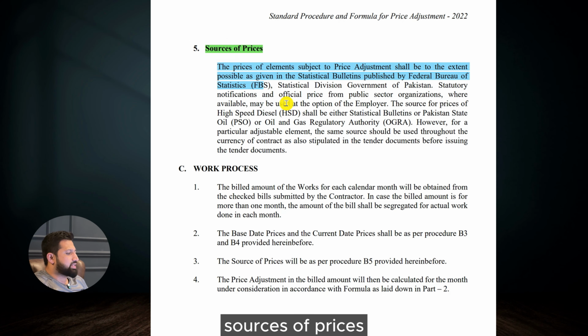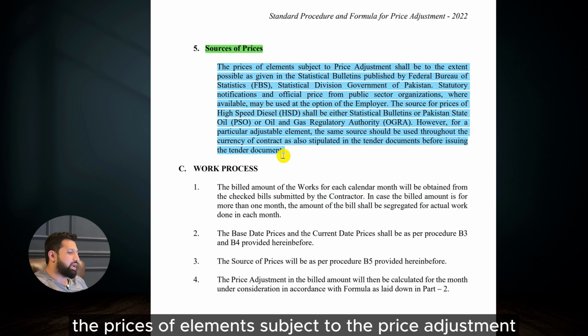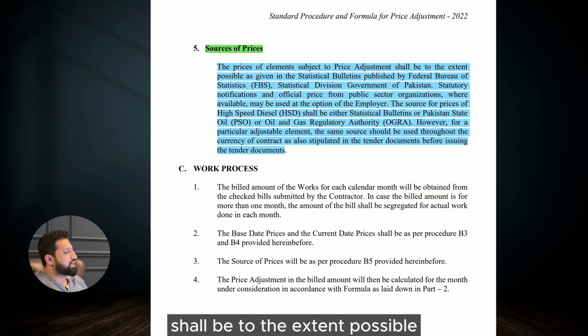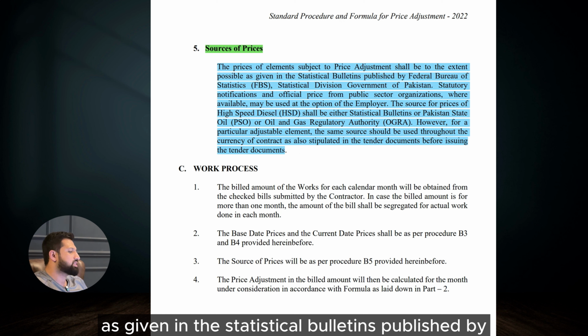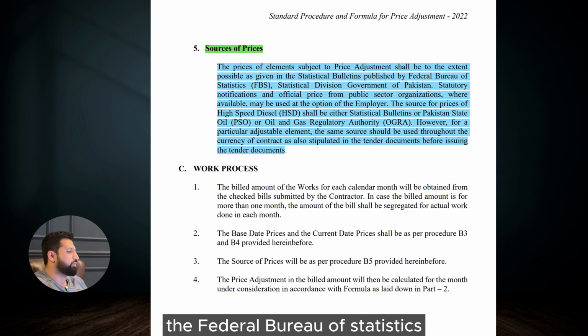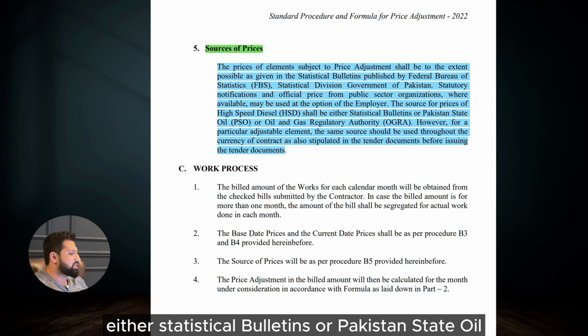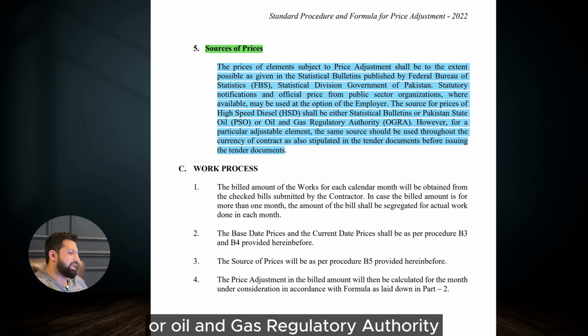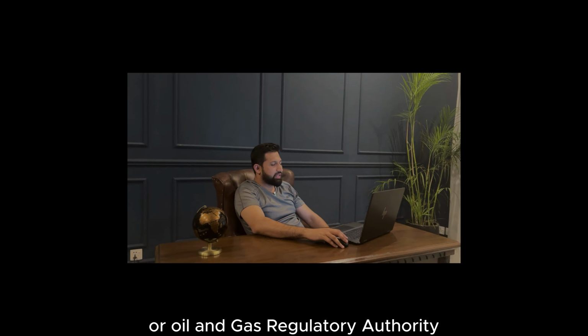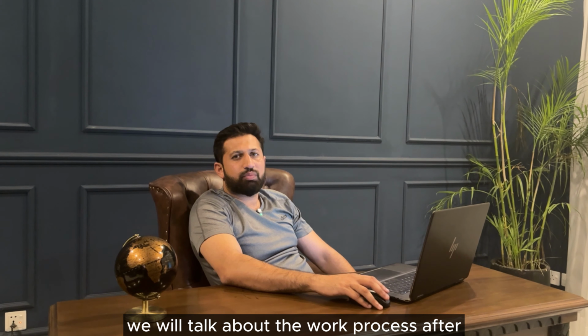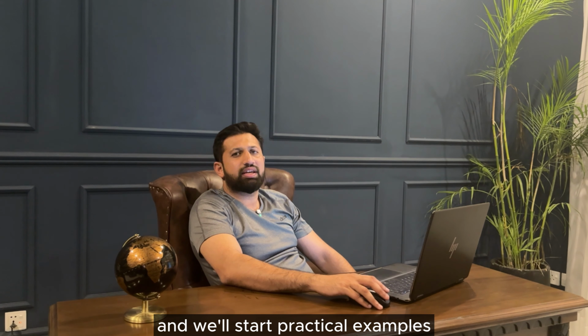Sources of prices. The prices of elements subject to the price adjustment shall be, to the extent possible, as given in the statistical bulletins published by the Federal Bureau of Statistics, whereas the high-speed diesel shall be either statistical bulletins or Pakistan State Oil or Oil and Gas Regulatory Authority. We will talk about the work process after, when we will start practical examples.